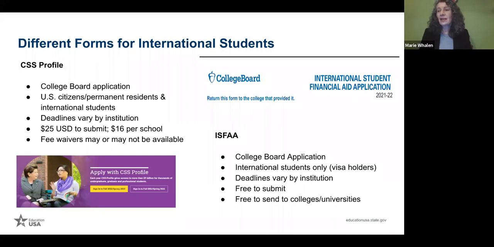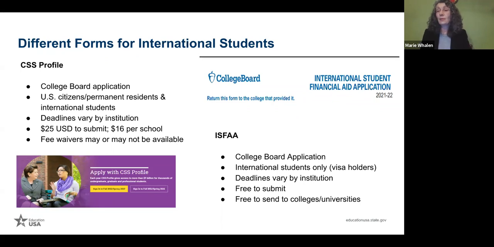So while US students use a form called the FAFSA, the Free Application for Federal Student Aid, to apply for aid to US colleges and universities, that is really not an option for international students because the FAFSA includes potential for federal and state aid as well as loans that are not available to international students. Some US students, however, also submit the CSS profile.